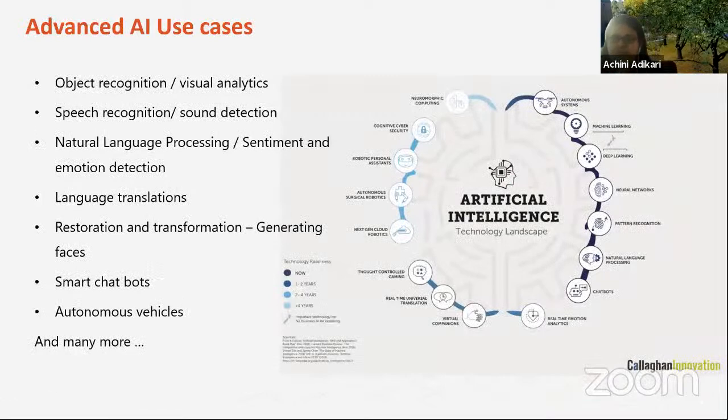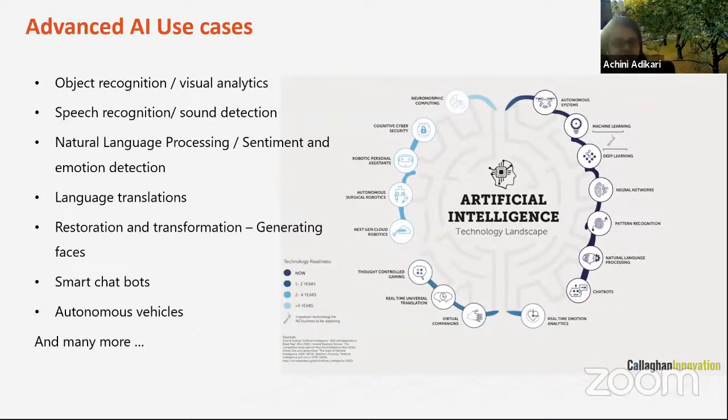Okay. So apart from those case studies, there's advanced AI use cases: object recognition, visual analytics using images and videos, speech recognition, sound detection, natural language processing, sentiment and emotion detection. So my research is mostly focused on this part, sentiment and emotion detection from textual data. So we use social media data to identify people's emotions, and language translations, restoration and transformation.